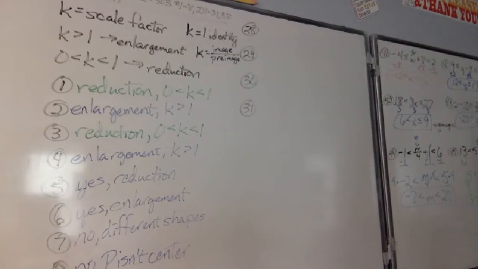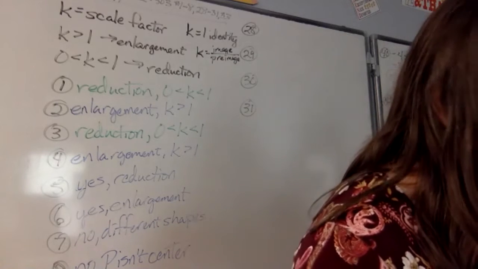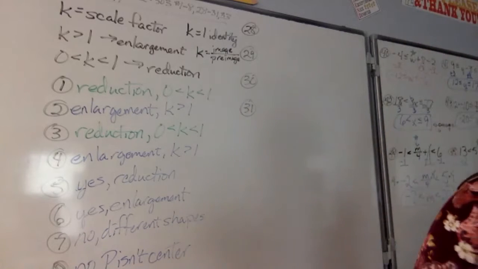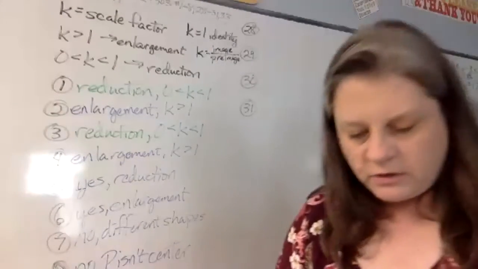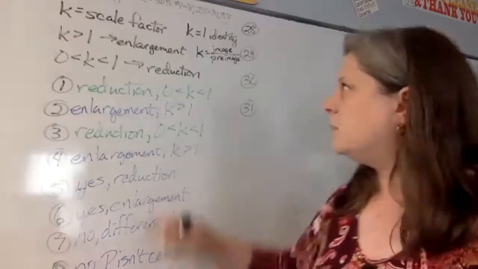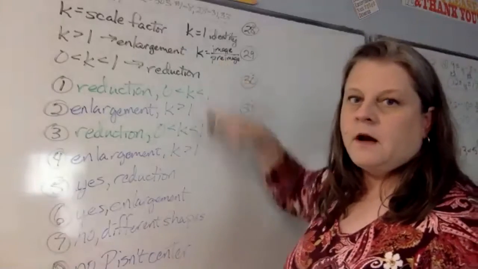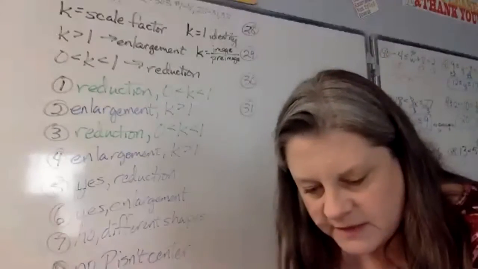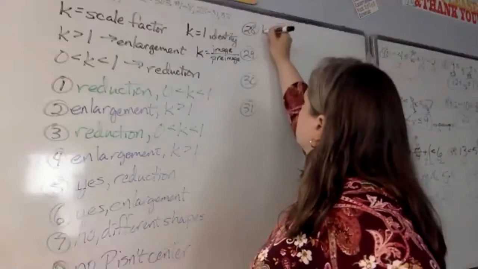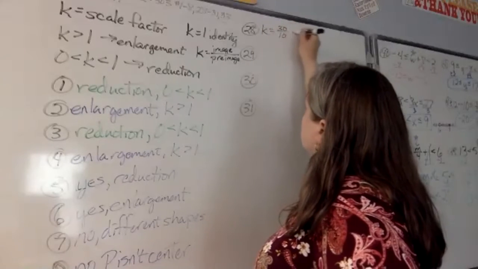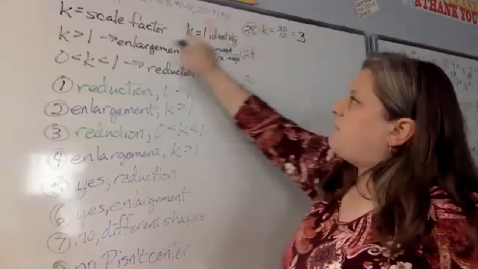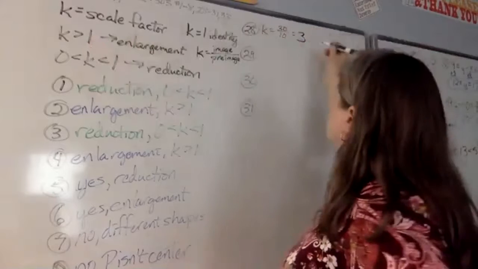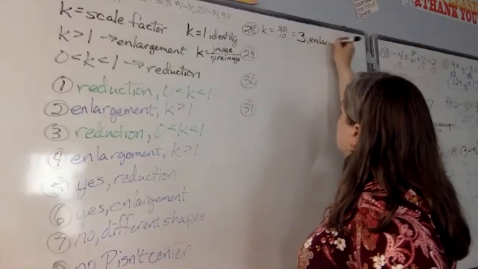So I'm going to have to write a fraction. Which number is going to go on top, the 10 or the 30? Is 10 the new image or the original? That's the original. Where does the original go? On the bottom. So I'm going to have 30 over 10, which reduces to 3. So 3 is definitely bigger than 1, so that means it's an enlargement.